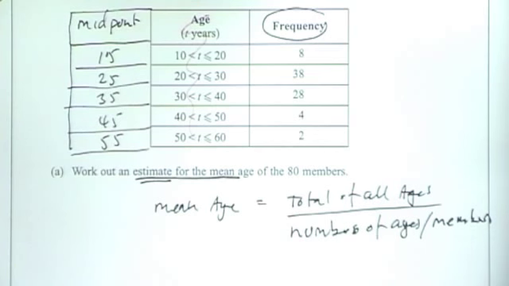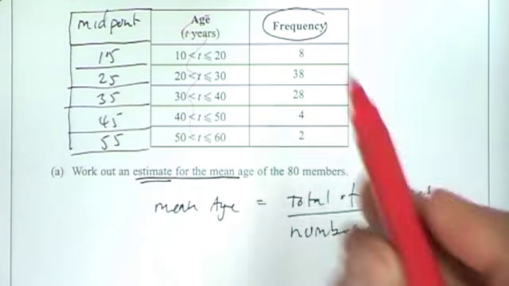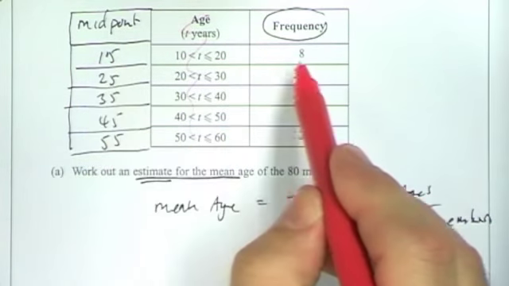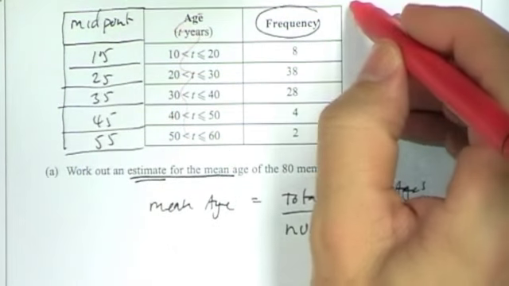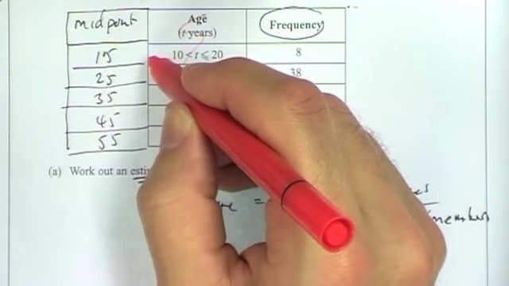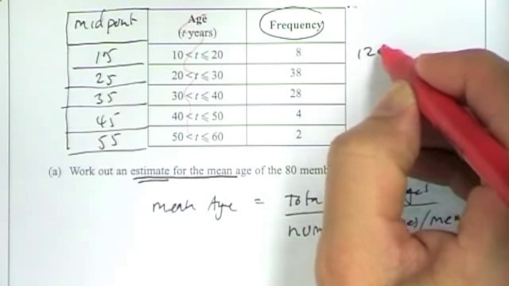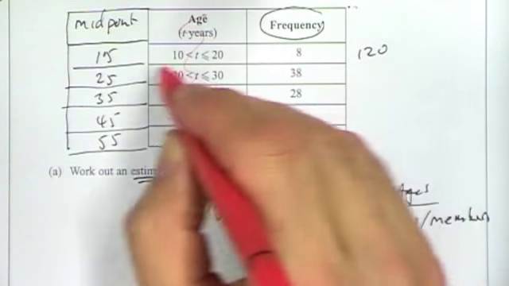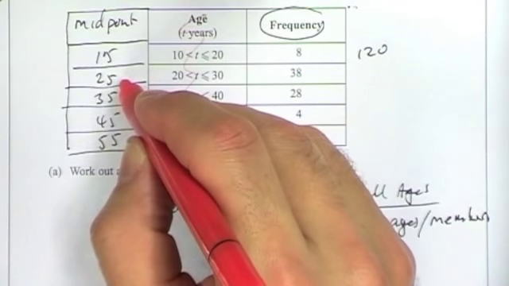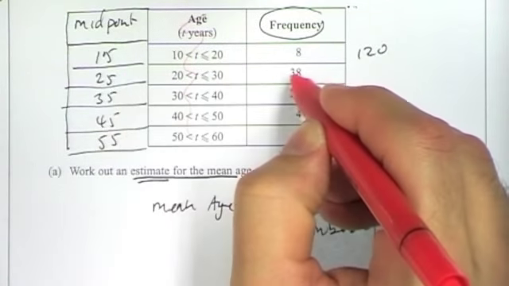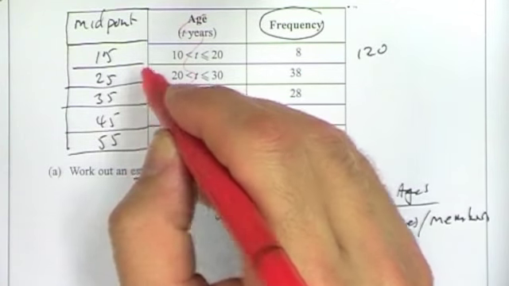So the total of all the ages: these 8 count as having an age of 15. So to get the total for those 8 people, you effectively extend this column here. 8 times 15, which is 120. And these 38 people, we're assuming their ages average to be 25. So we're assuming their ages were all 25. So we do 38 times 25, that's 950.